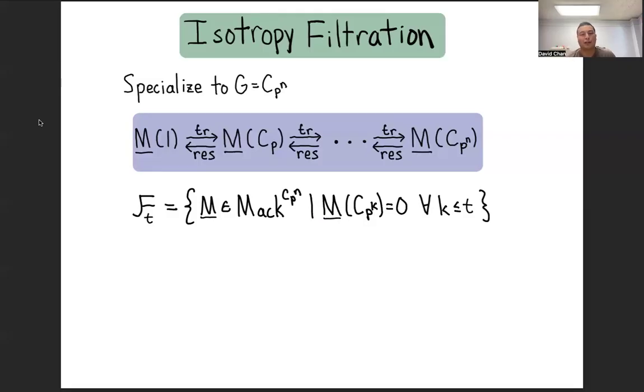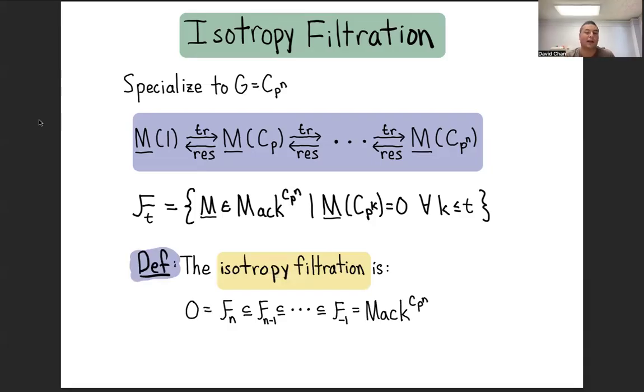And the filtration is just: F_t is things which vanish to the left of t. So for instance, if I take t to be n, this would be the collection of Mackey functors which are zero everywhere. So this is the zero category. But if you take t to be 0, this is just the things which vanish all the way at the left, but could be anything everywhere else. So this gives you a natural filtration on this category.